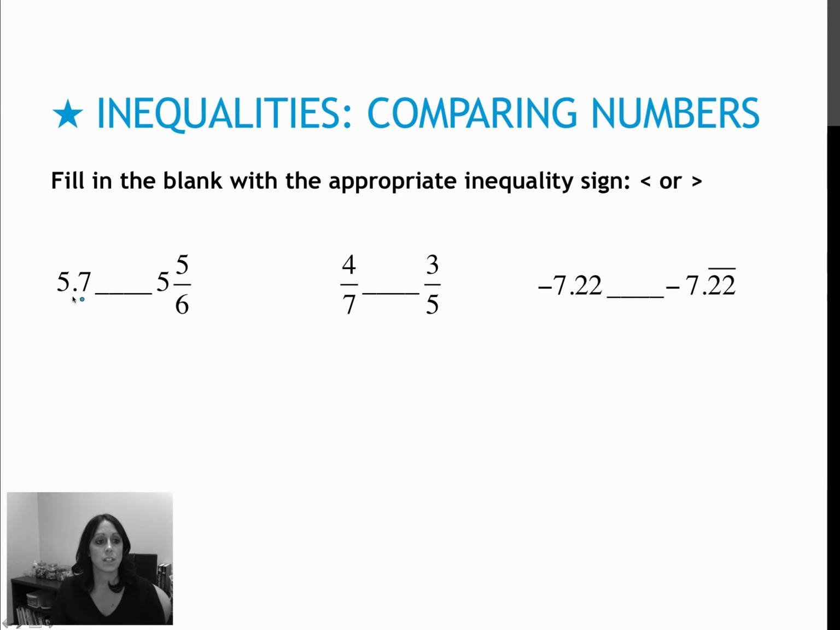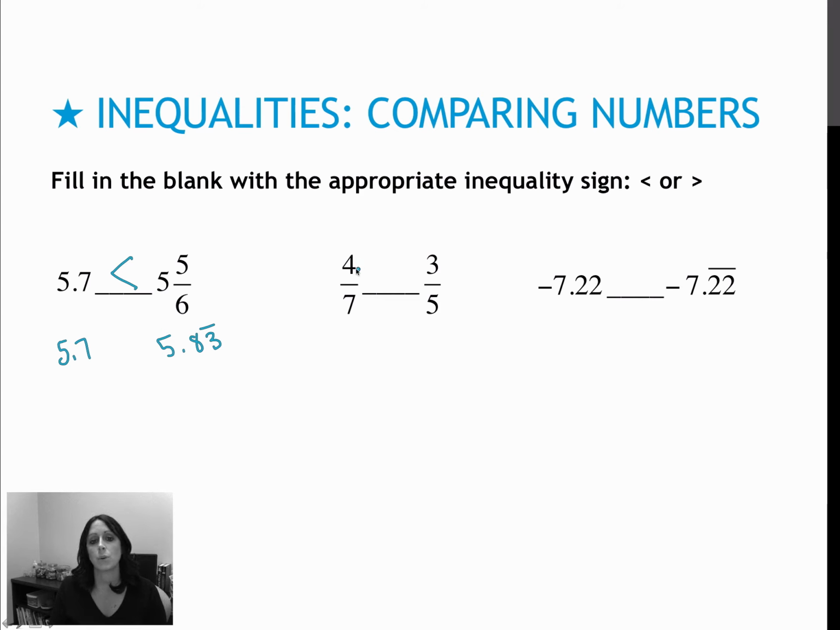For our first question here, I've got 5.7. And on the other side, I have 5 and 5/6. So in order to compare these properly, I would take 5 divided by 6. And 5 divided by 6 gives you 0.83, and the 3 is repeating. And again, comparing the 5s, those are both just 5. This side I've got a 7, this side I've got an 8, the 8's bigger. So 5.7 is less than 5 and 5/6.